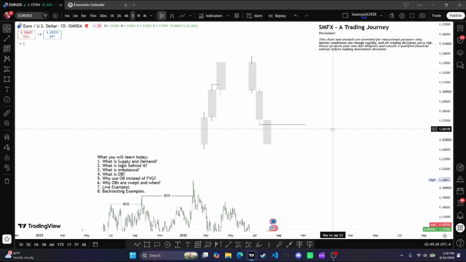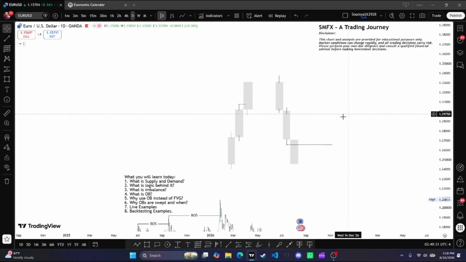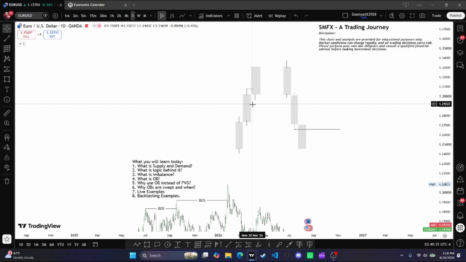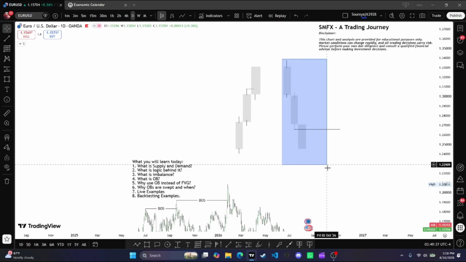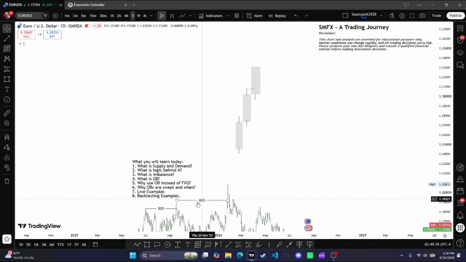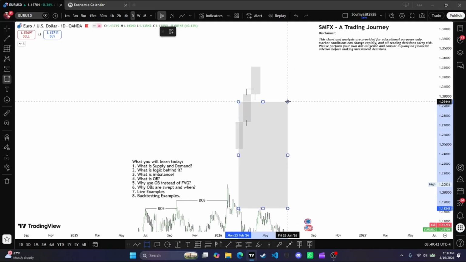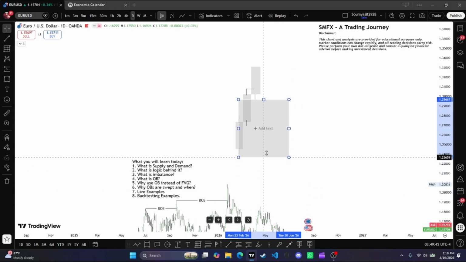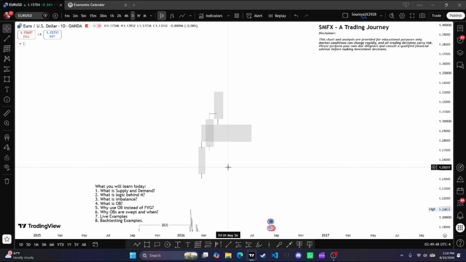Now coming to how to identify the order block. The order block is generally the rejection candle that we have before an FVG. That means you can see that there is this particular FVG, right? This is the FVG. So we would like to see a rejection candle like this, which will be our order block.